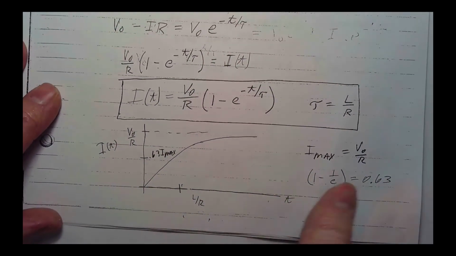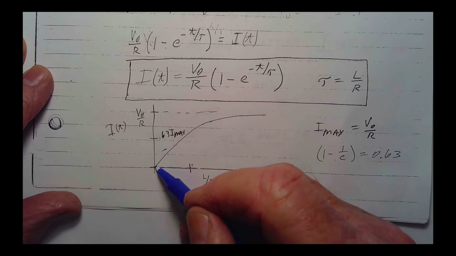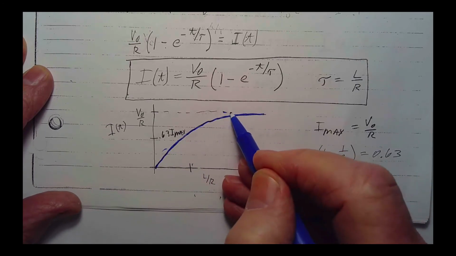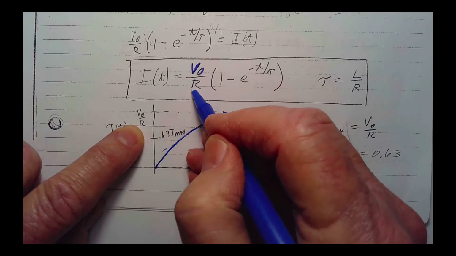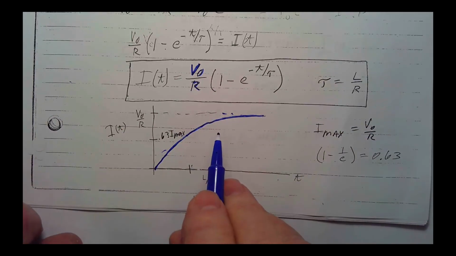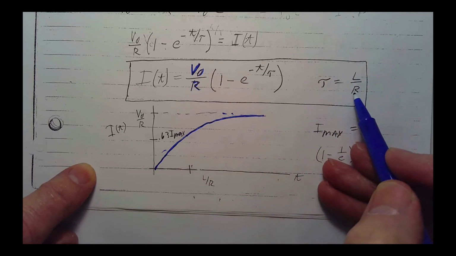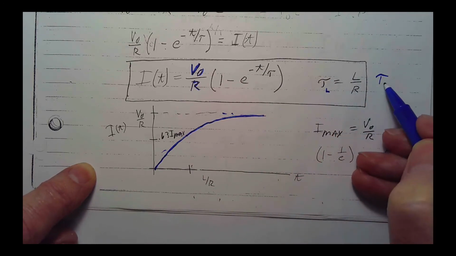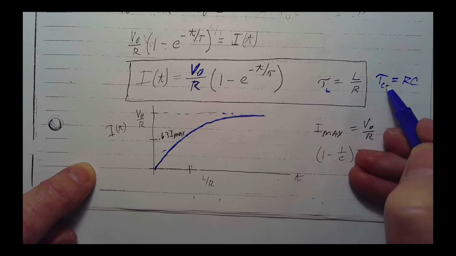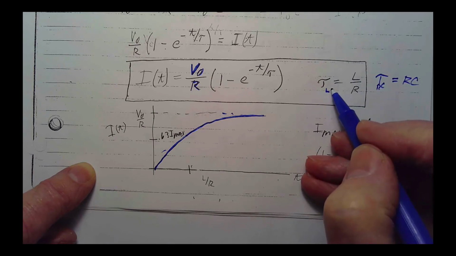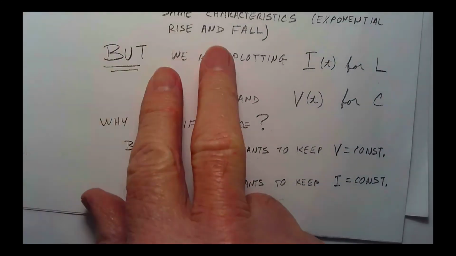Here's the picture you get. The current as a function of time starts at 0 and asymptotes to some final value, V0 over R. Here's the equation, V0 over R times 1 minus e to the minus t over that. Here's the time constant for the rise time of this current. It's L over R. The time constant for an RC circuit was R times C. Remember that? The time constant for an LR circuit is L over R. Now, why does it have that behavior?